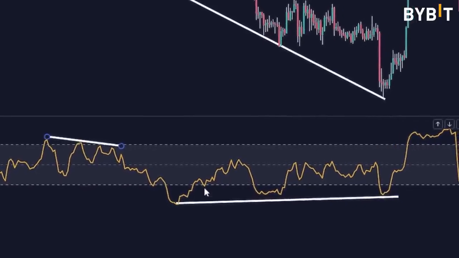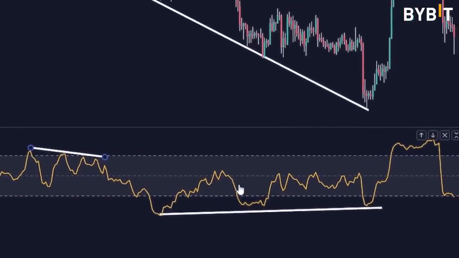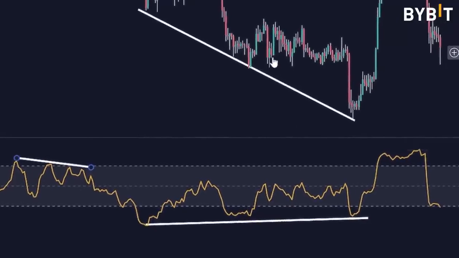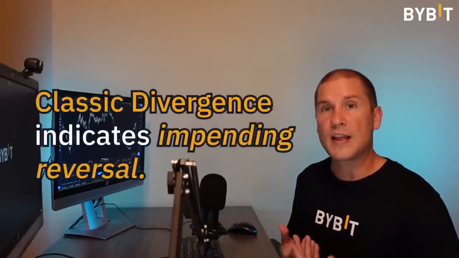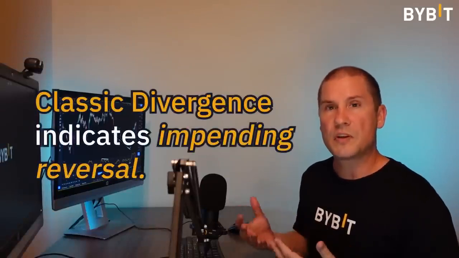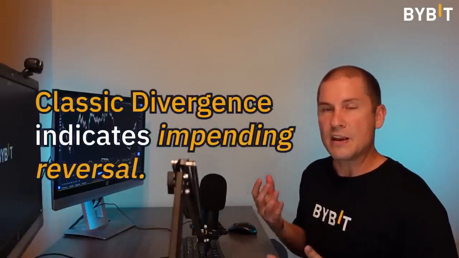RSI reaches very low levels, which tells us it's a very strong trend to the downside. And then again, the momentum slows, and that tells us that price is about to reverse. So regular or classic divergence tells us of an impending reversal. Not every reversal is preceded by regular divergence, but a lot of times you will see regular divergence showing up when the market is about to reverse.